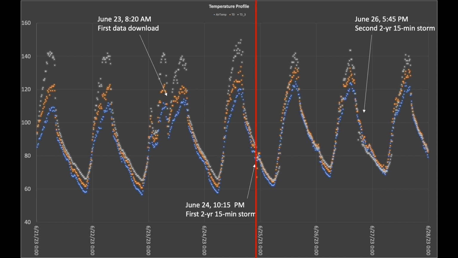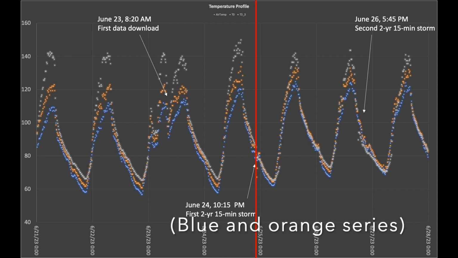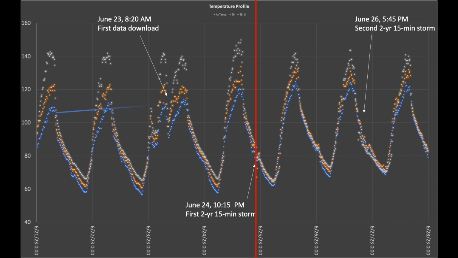This red line splits the graph to capture the period before and after my simulated storm events that were initiated on June 24th. Of interest, notice that ambient air temperature at a height of 28 and 3 inches above ground, captured by the blue line, is increasing. This matches what was taking place in our local weather reports, showing a substantial increase in air temperature as we approach the month of July.